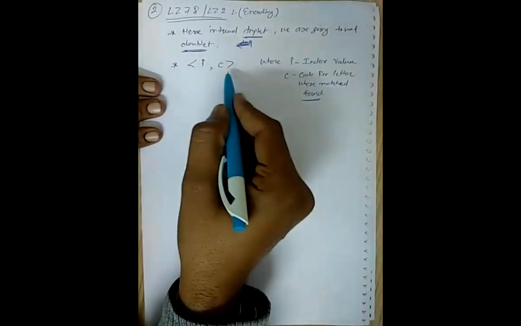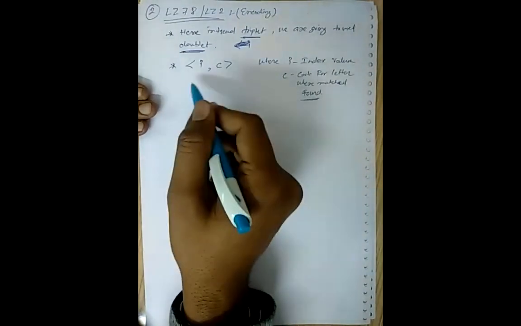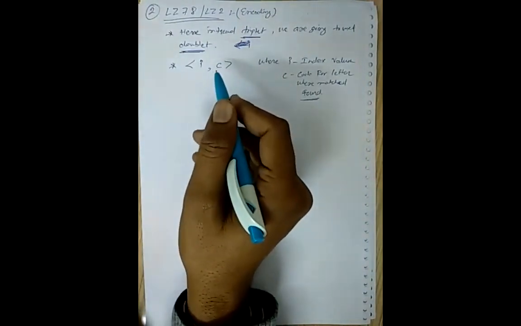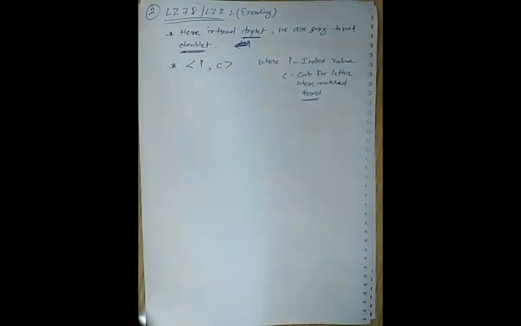यहाँ पे दो ही फॉर्म होंगे, या फिर हम कह सकते हैं कि एनकोडिंग इन दो वैल्यू के फॉर्म में रिप्रेजेंट होगी. First one is I, that is the index value, and the next C, that is code of A, code of B, like that way, which we have done in the LZ77. So that we are going to do over here.